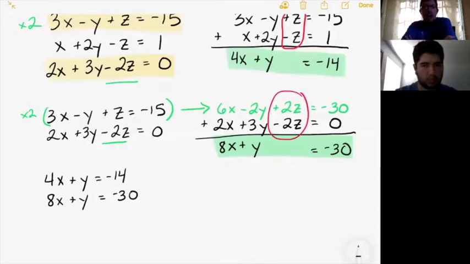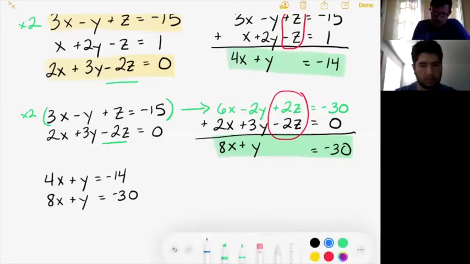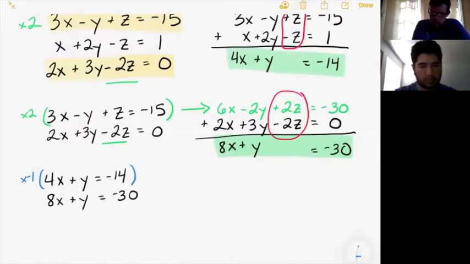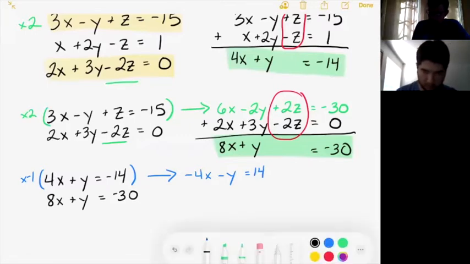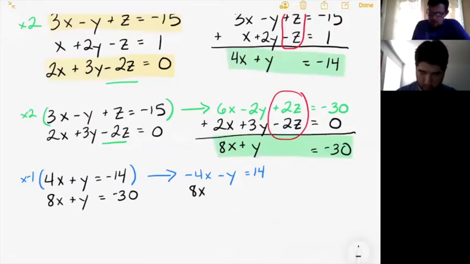That's a great idea. I think I'm going to go with your first suggestion, which was to multiply by negative 1, just because multiplying by 1 is slightly easier than multiplying by 2. It doesn't matter whether you do the top one or the bottom one. I'm just going to go ahead and do the top one, just because. So if I multiply the top one by negative 1, I get negative 4x minus y equals positive 14. And the bottom is going to stay the same. 8x plus y equals negative 30.